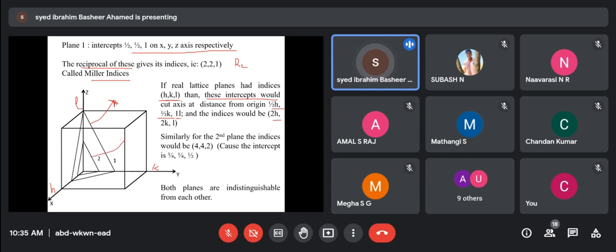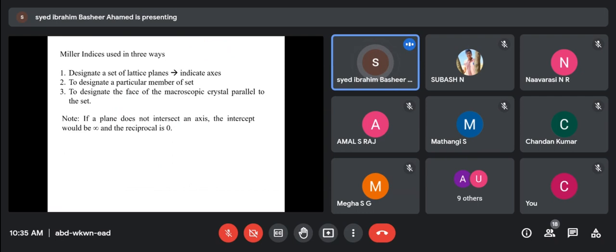Then what about the second plane? The second plane has intercepts of 1/4 on the x-axis, again 1/4 on the y-axis, and half on the z-axis. The reciprocal of this is 4h, 4k, and 2l. So the Miller indices for the second plane are 4h, 4k, 2l. But here both planes are equivalent. Both planes have the same information.